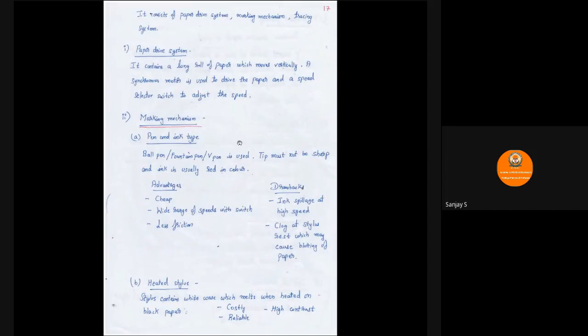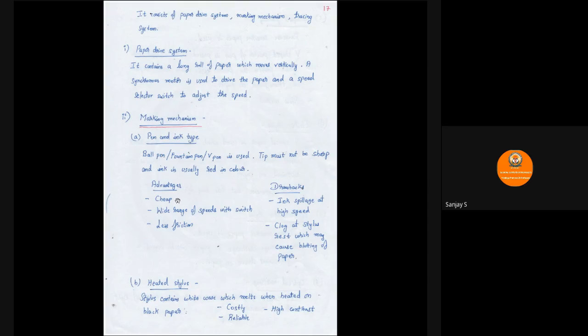And then it is called as ink pen mechanism, where the marking mechanism, there are different types. So before that, we'll discuss about the paper drive system. Long roll of paper generally moves vertically, and the movement is driven by a motor, and its speed can be controlled. Now coming to the marking mechanism, we have pen and ink type mechanism, where ball pen or fountain pen or V pen is used. The tips must not be sharp because it may tear the paper, and ink usually is red in color.